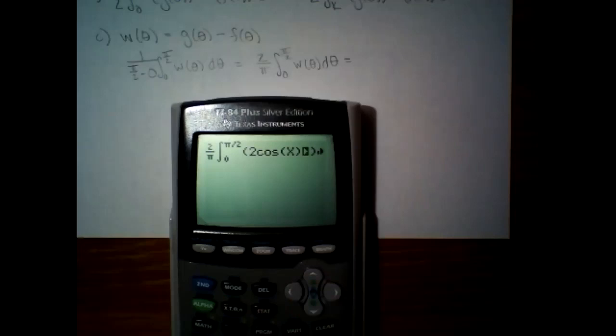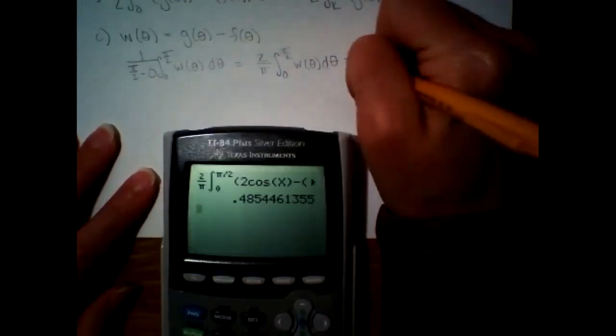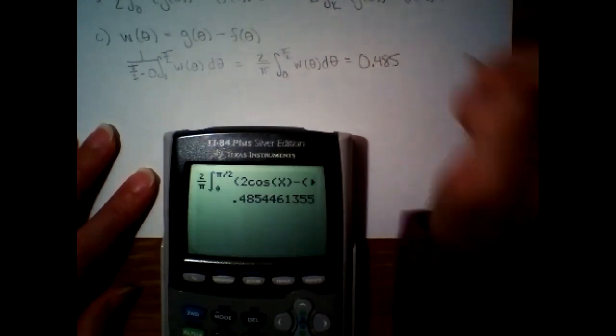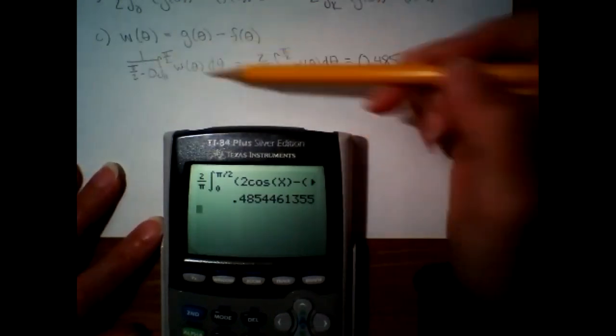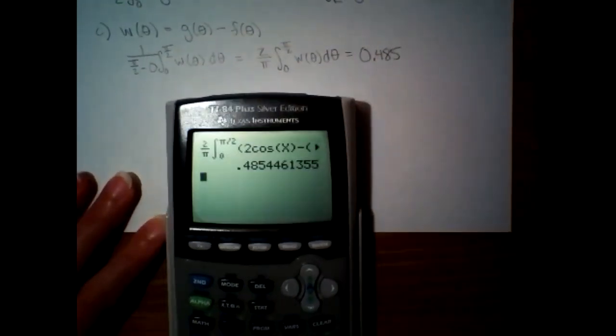So that's g, 2 cosine x, minus parentheses, because I want to put all of f in there. F was 1 plus sine of x, cosine of 2x, close the parentheses, because again, I wanted to subtract the whole thing, dx, and then that will be your answer. So 0.485 is that average value. So again, setting it up isn't bad. I just feel like typing that was an awful lot.